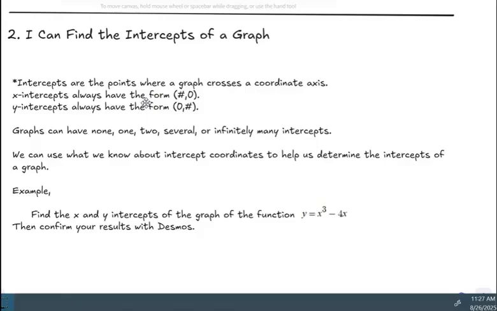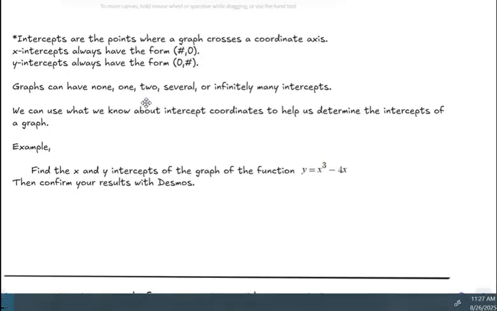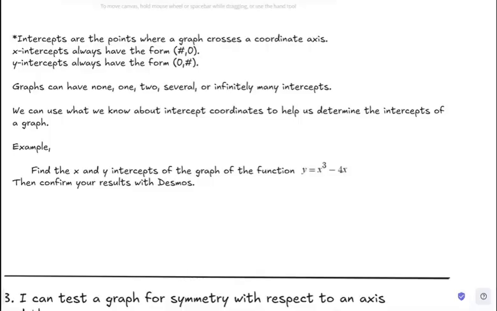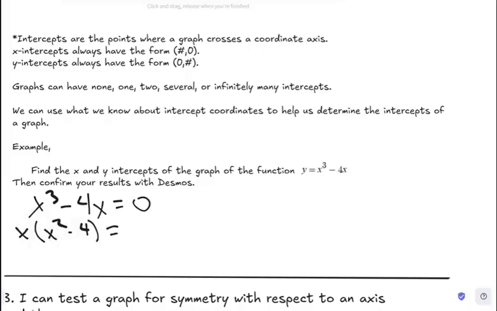So we can use what we know about intercept coordinates to help us determine the intercepts of a graph. So for example, if I want to find the x and y intercepts of the function x cubed minus 4x, the first thing to do to find the x-intercepts is I can set the equation equal to 0 and solve for x. First thing we're going to do is factor out an x. So you'd have x squared minus 4 equals 0, and then that's a difference of squares, so that's going to be x minus 2 times x plus 2.